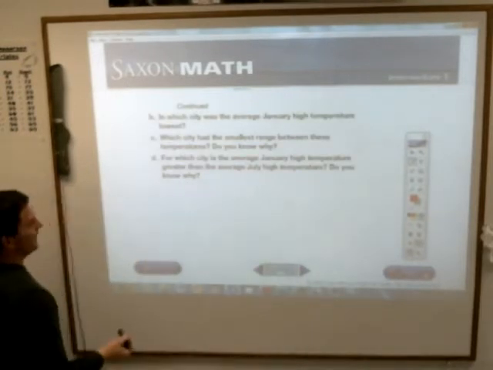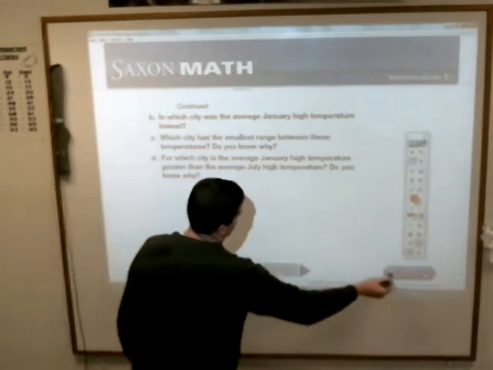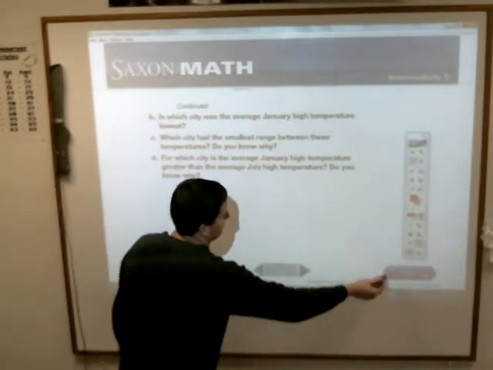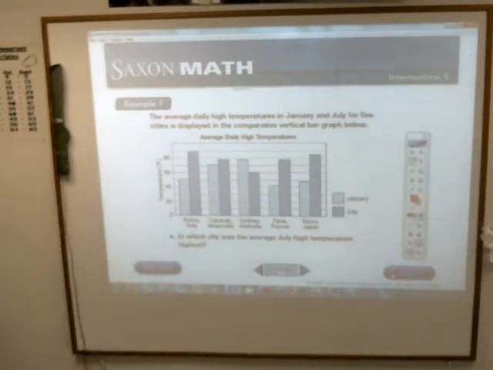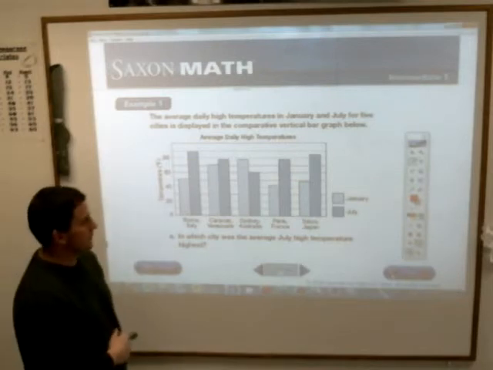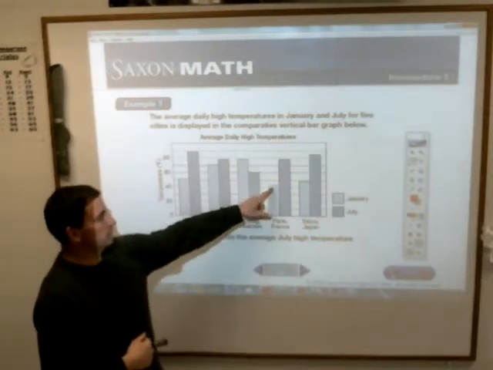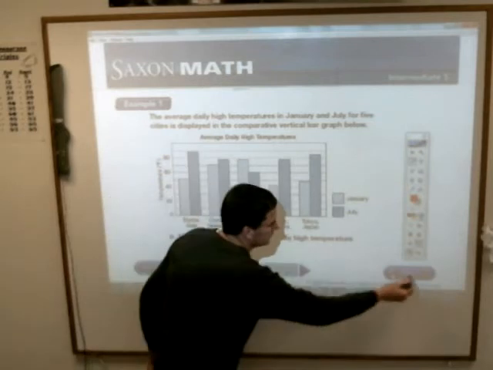In which city was the average January high temperature the lowest? This time you're looking at the Januaries. Which one is the January high temperature the lowest? The lowest, Sammy? Paris, France. You're looking at the January, so that's the light blue.